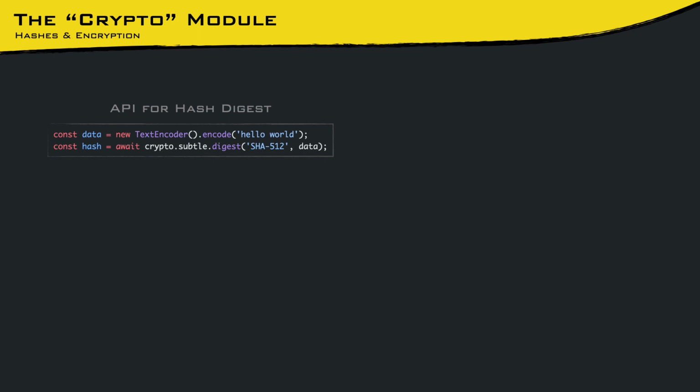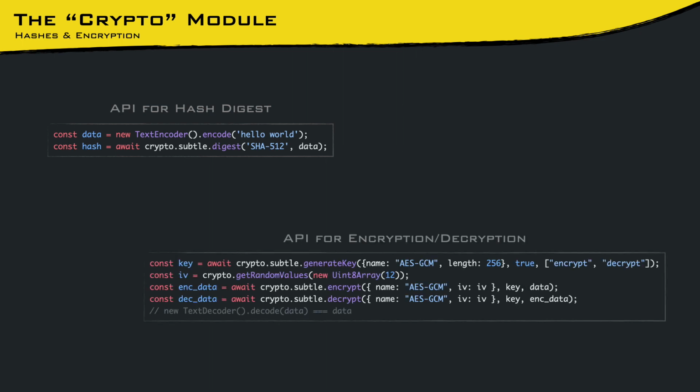The crypto module also provides APIs to generate a digest of the given data, supporting the various sizes of SHA functions. There are also methods to encrypt and decrypt data, with both symmetric and asymmetric encryption algorithms supported. If you're interested in this topic and want to see code examples, check out the specific video about encryption linked below.